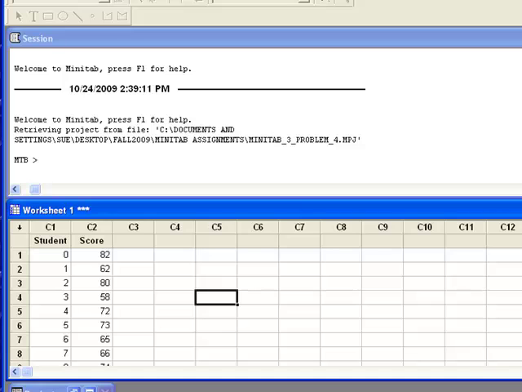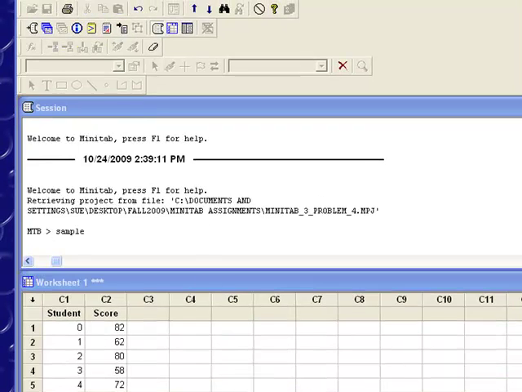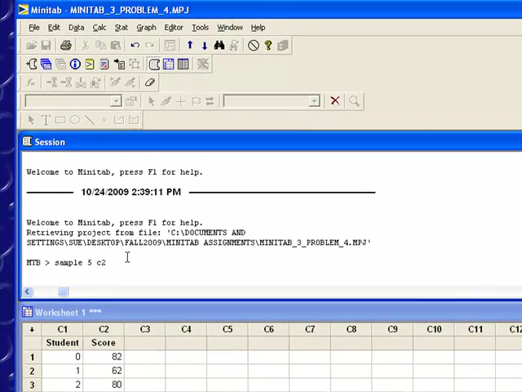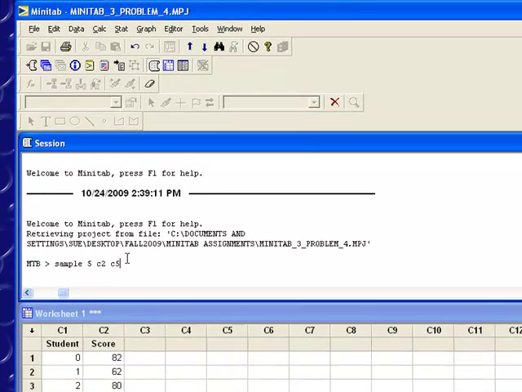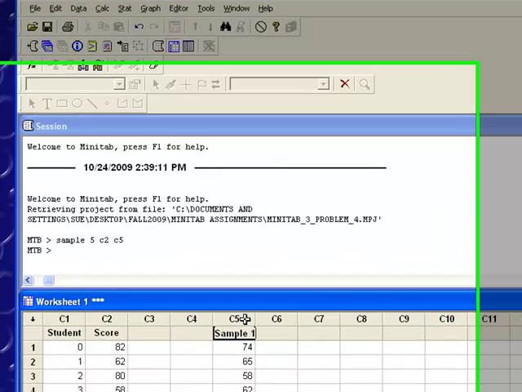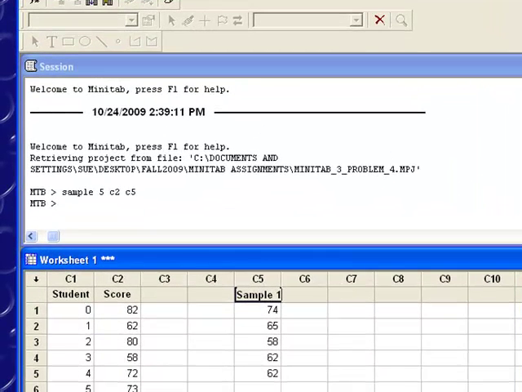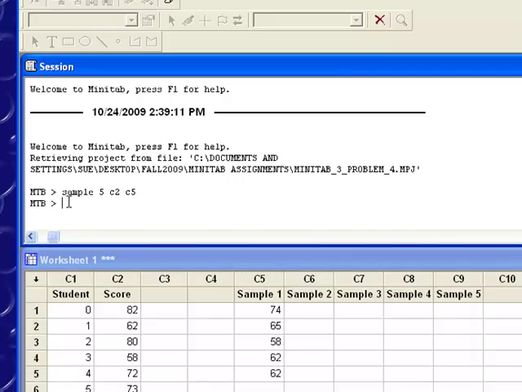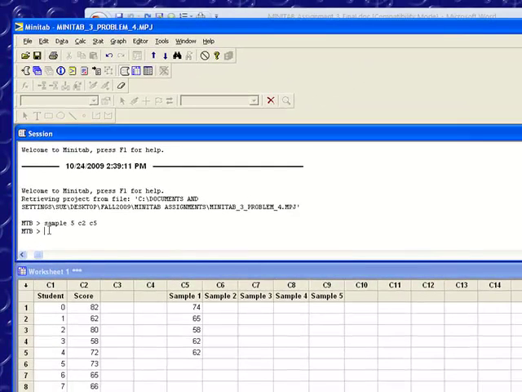Now, the way I would suggest that you do it is you get your sample, and remember how we do that. So I'm going to do samples of size 5. I write sample size 5 taken from C2 and put it into, let's say, C5, and I'm going to call it sample 1. I'll do 5 different samples, which would be better. Now, I'll do the sample going into C5. So there's my first sample there.